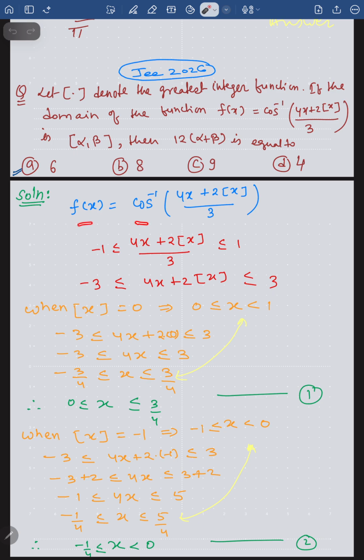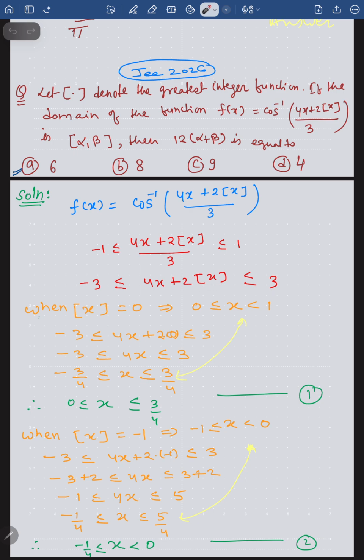Your function is f(x) = cos inverse of this. Now you know cos inverse y will be well defined if and only if y lies between -1 and +1. Therefore here in place of y it is 4x plus 2 into the greatest integer function of x divided by 3. So this whole must lie between -1 and 1. When you multiply throughout by 3, you will get -3 less than or equal to 4x plus 2 into the greatest integer function of x by 3, less than or equal to 3.